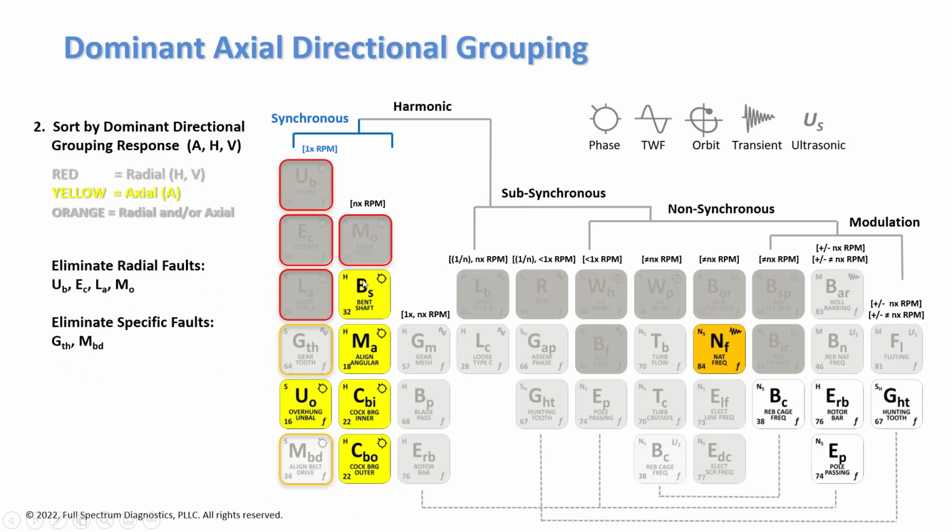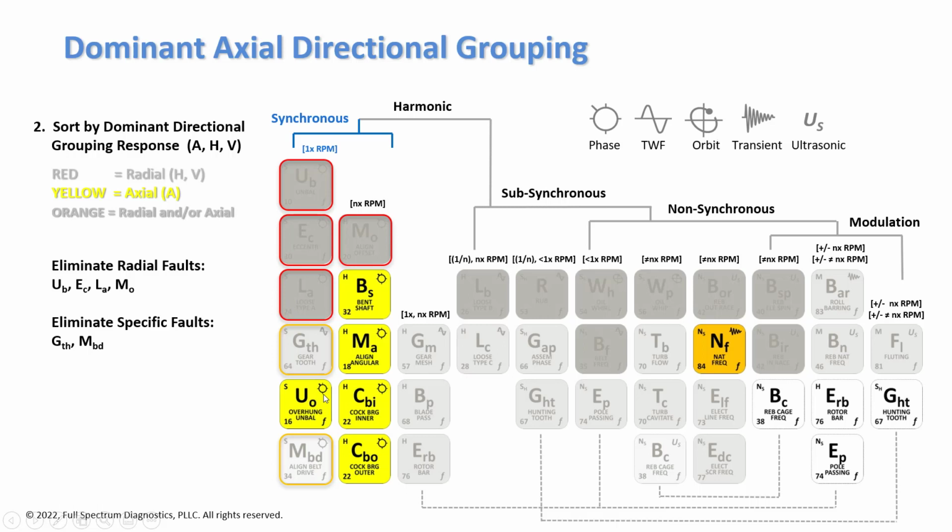So that's one of the yellow faults here. I can eliminate a couple other faults, the gear tooth problem and the belt drive problem, because I don't have a gearbox or a belt drive. So now, just looking for the dominant direction and the dominant frequency group, I'm down to 6 different faults, potentially.